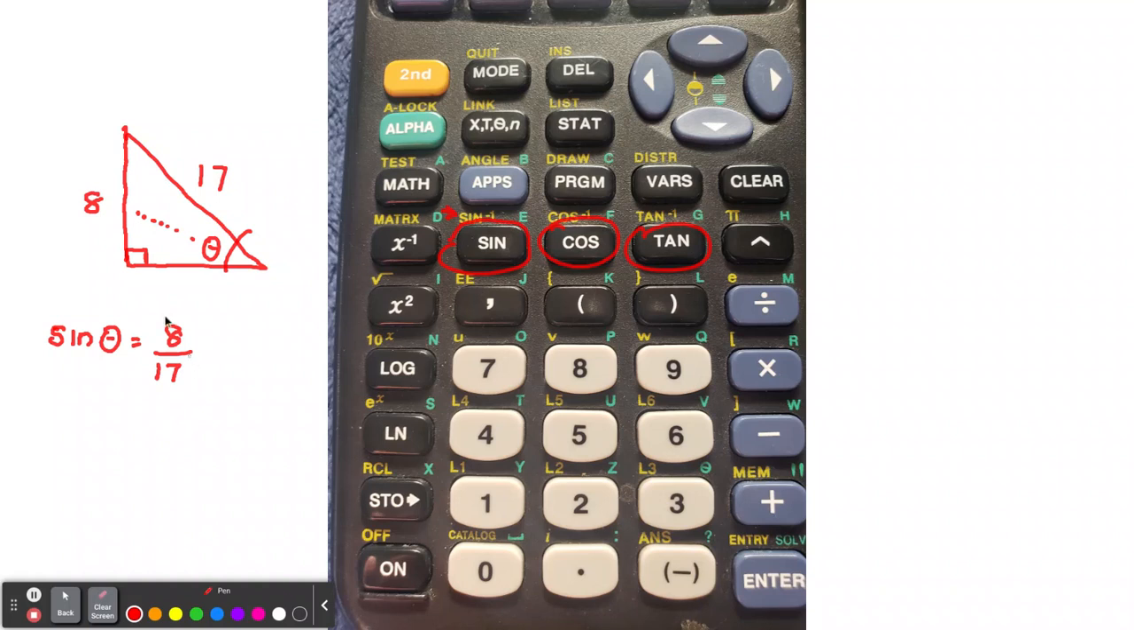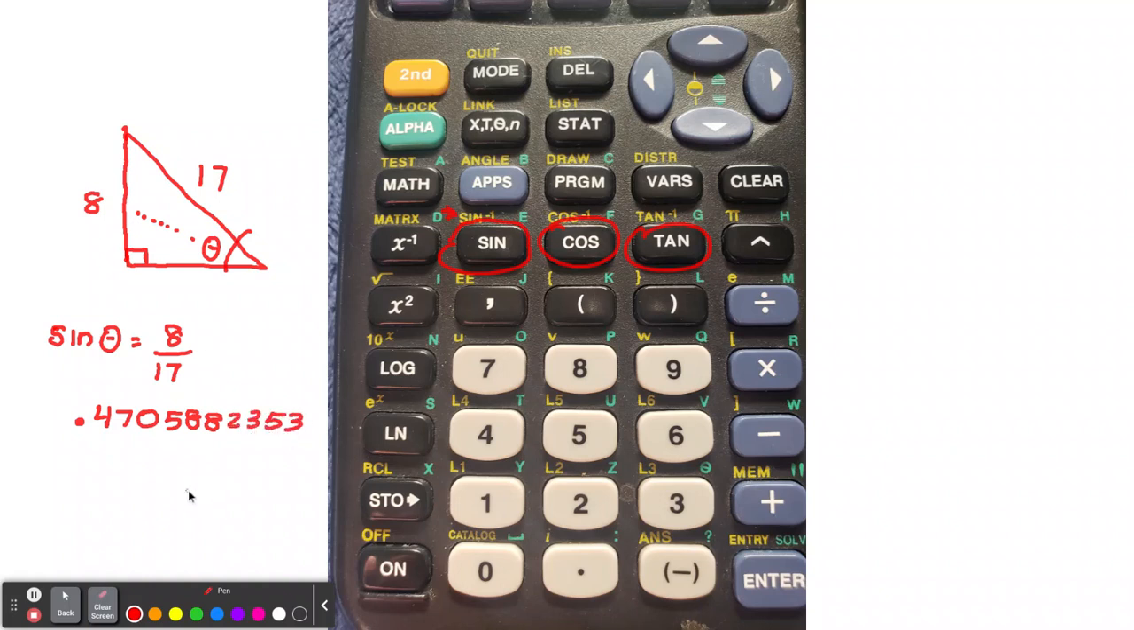So the first thing is if you divide 8 by 17 on your calculator, go ahead and do it. You know how to do it, right? 8 divided by 17, you'll get this long answer. And you don't have to write it down because you can save it. It's saved in the calculator.